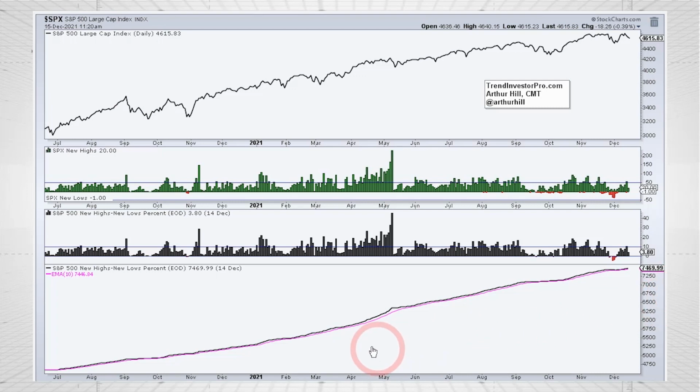The first one is the high-low line. And the high-low line has been rising since the middle of 2020. There you can see it there. There's a pink line, which is 10-day EMA. And this is a cumulative measure of net new highs. So you've got new highs in green, new lows in red, and then you got high-low percent here in the middle window there, and then the high-low line. And it almost touched the 10-day EMA on the pullback recently, but didn't.